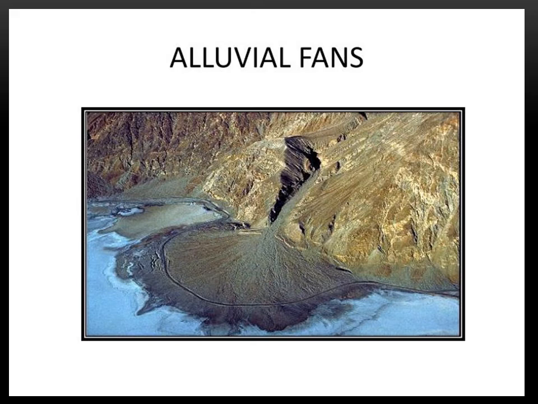So the next is the alluvial fans. An alluvial fan is a triangle-shaped deposit of gravel, sand, and even smaller pieces of sediments, such as silt. This sediment is called alluvium. The alluvial fans are usually created as flowing water interacts with mountains, hills, or the steep walls of canyons. So it makes the shape of a hand fan, a Japanese hand fan.